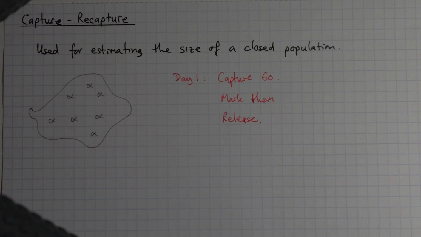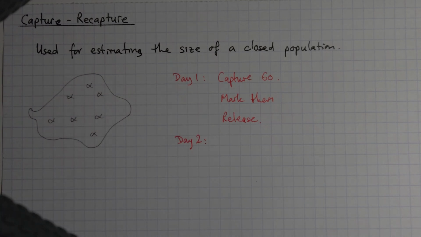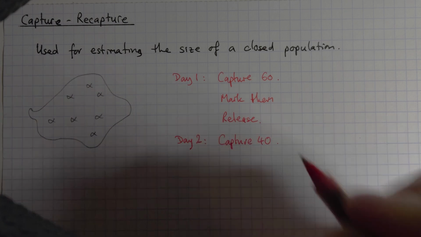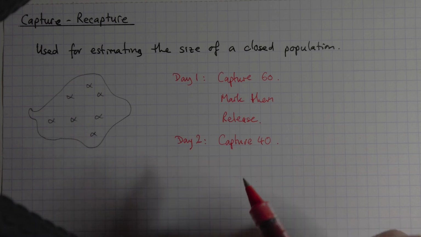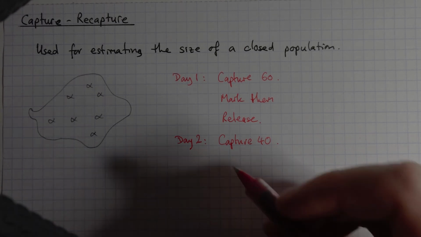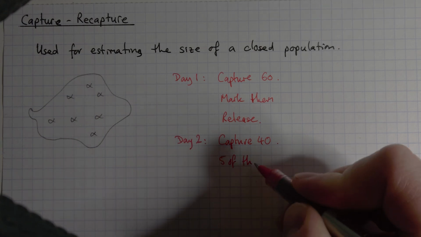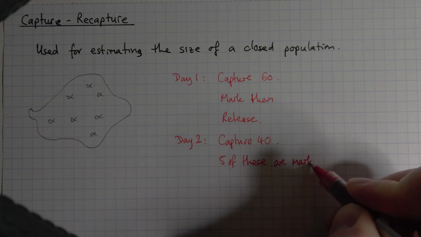I then wait a day or so, and the next time I want to do some maths, I capture another sample. And again, it doesn't matter how many, but let's do it with the number 40. So suppose I capture 40 fish for the second time. And let's suppose that when I look at the 40 fish that I've captured, 5 of them are marked. 5 of these have my purple tail fin, right? 5 of these are marked.